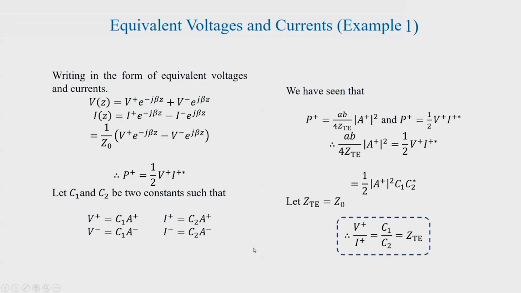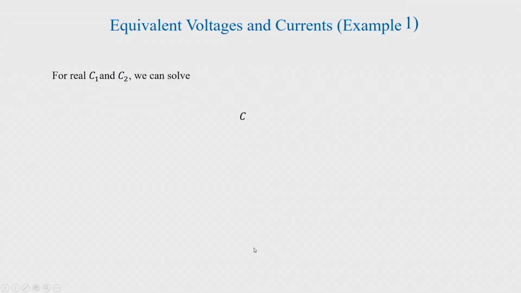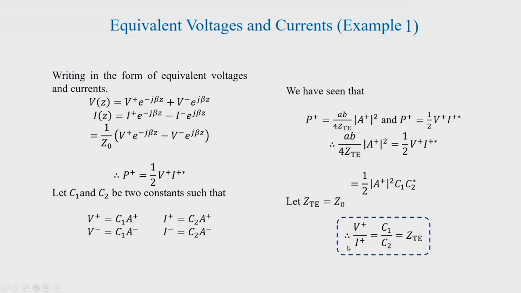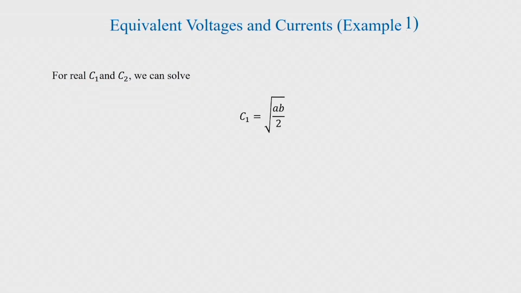So, if we consider C 1 and C 2 to be real from the previous two equations, that means A B by 4 Z T is equal to half C 1 C 2 conjugate, and C 1 by C 2 is equal to Z T. From these two we can find out C 1 to be equal to under root A B by 2, and C 2 will be 1 by Z T under root A B by 2.